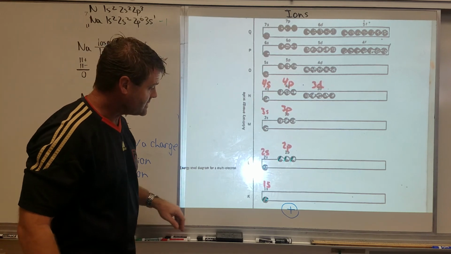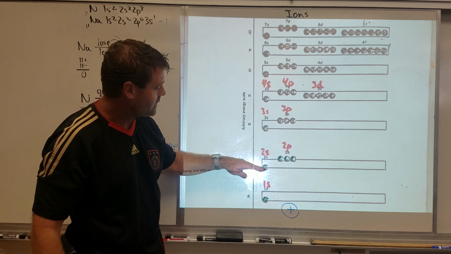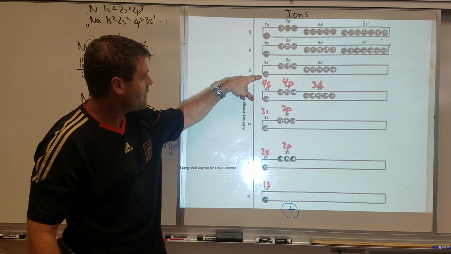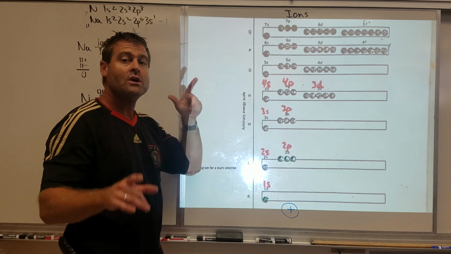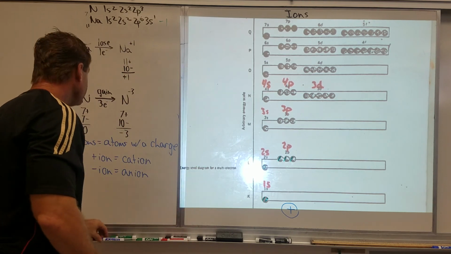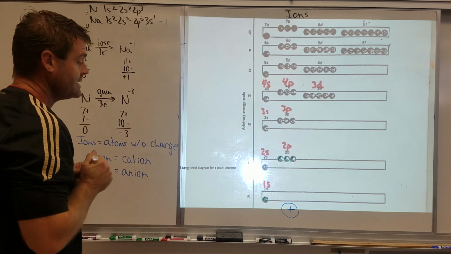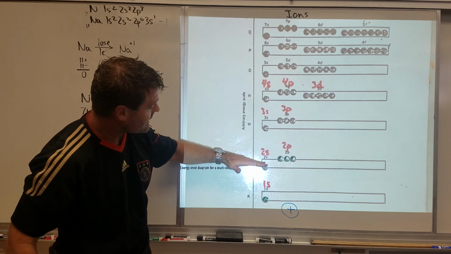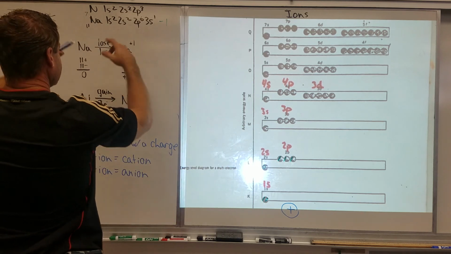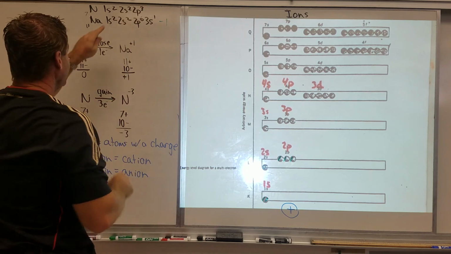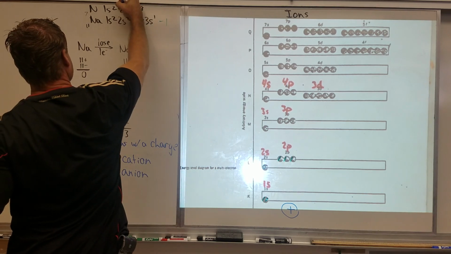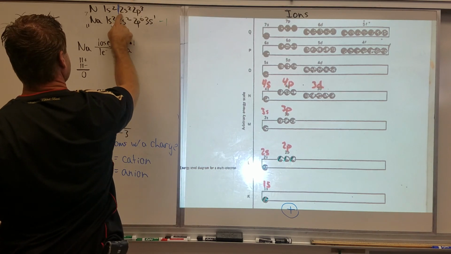If you notice, what does each shell begin with? What type of orbital? Each shell begins with an s orbital. That's how you know when a new shell begins. You'll notice there's a big gap in energy between shells, and that's why technically every time a new shell begins, with an s orbital, we put a line here indicating there's a big energy gap.